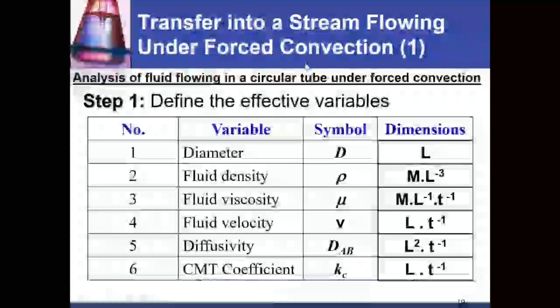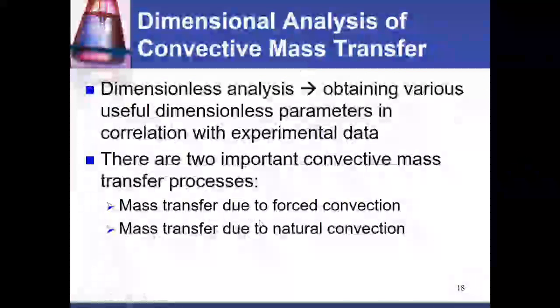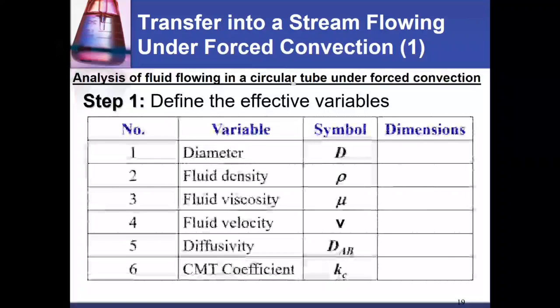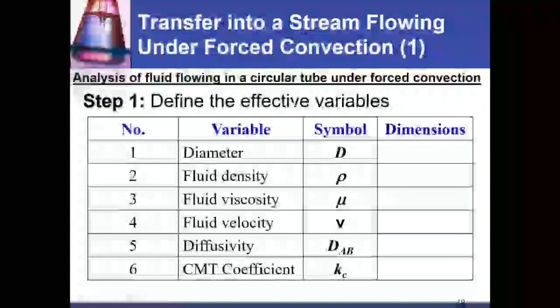And we'll start with this one. Okay, the forced convection. For forced convection, we'll have velocity. We'll take it for a circular pipe or tube. So you have fluid flowing at certain velocity in this circular tube under forced convection because we force it to flow, through pumping, for example. And the first step is to define the effective variables.